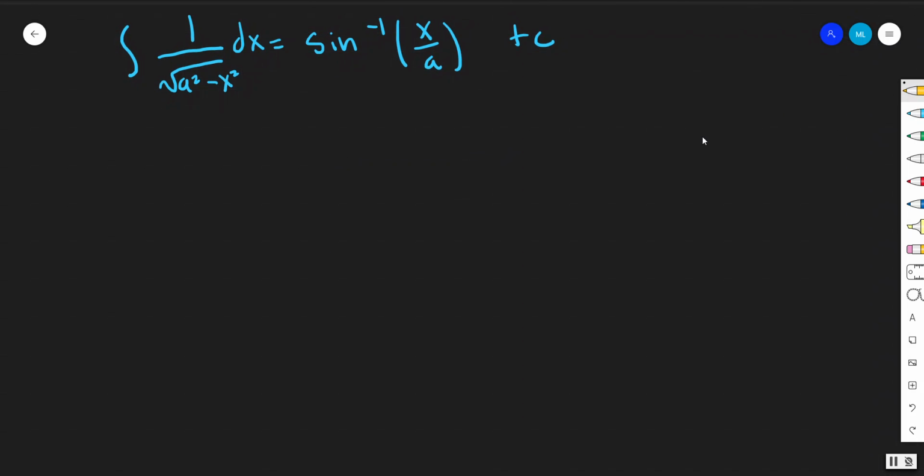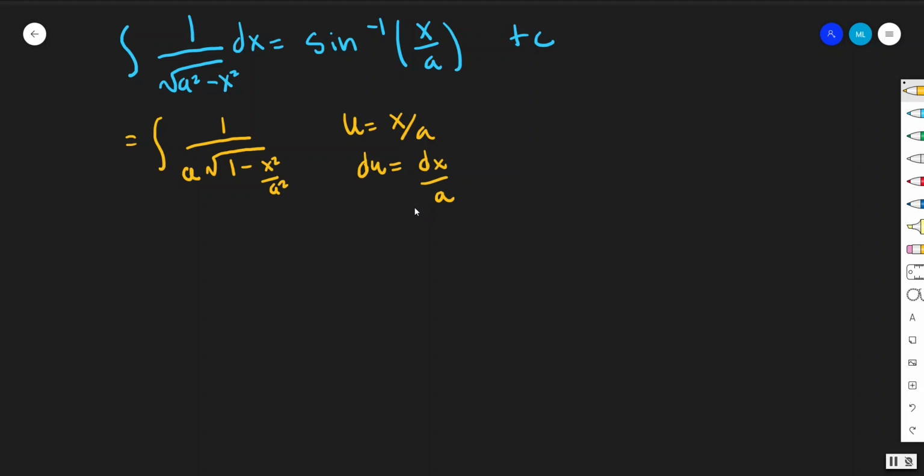Because, for example, we can essentially say the exact same thing where in this case, let's go ahead and just rewrite it as 1 divided by the square root of a squared, which is a, and then we have 1 minus x squared over a squared. In this case, you would say that u is x over a, and then that du is dx over a.